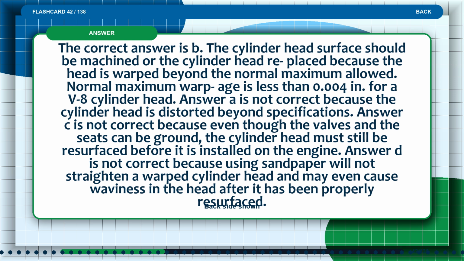Answer A is not correct because the cylinder head is distorted beyond specifications. Answer C is not correct because even though the valves and the seats can be ground, the cylinder head must still be resurfaced before it is installed on the engine. Answer D is not correct because using sandpaper will not straighten a warped cylinder head and may even cause waviness in the head after it has been properly resurfaced.